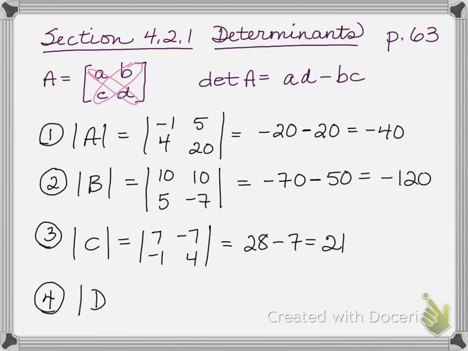Let's do determinant D. Determinant D, numbers were 2, -1, 0, -9. Again, we will cross multiply. And then -1 times 0 is just a 0. So you get a -18.